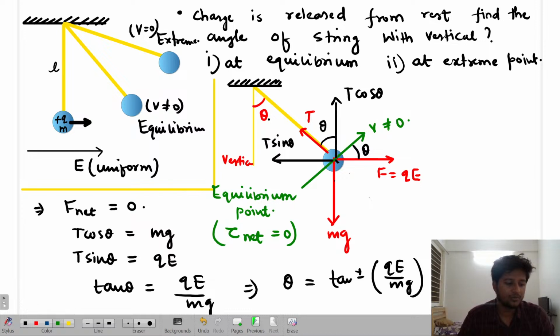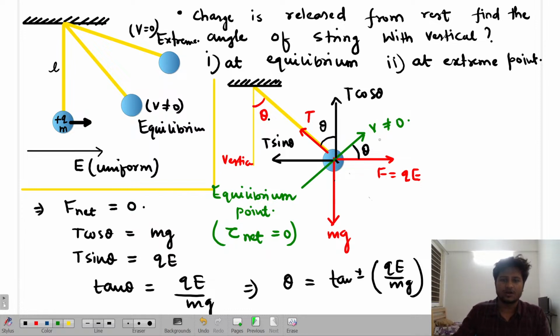For any equilibrium point, what is also zero? Net torque. Are you able to get me? Is that clear? What is zero? Net torque is also zero. Is that clear or not? Why I am saying this? There is a logical reason for that.